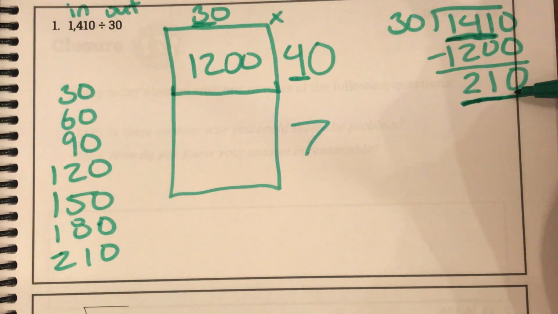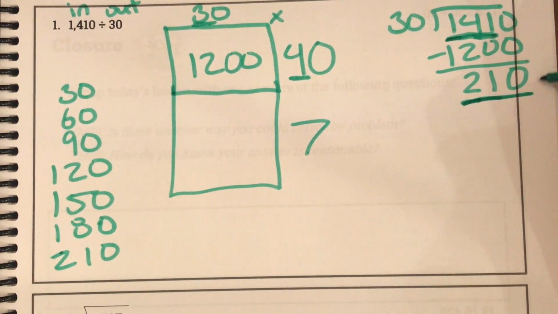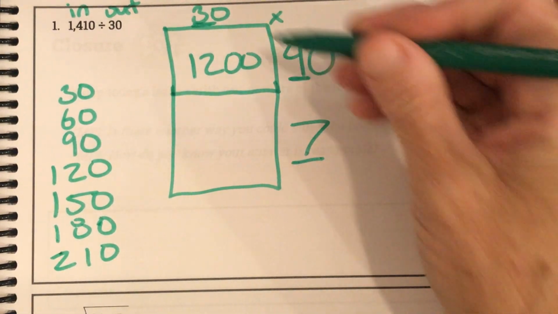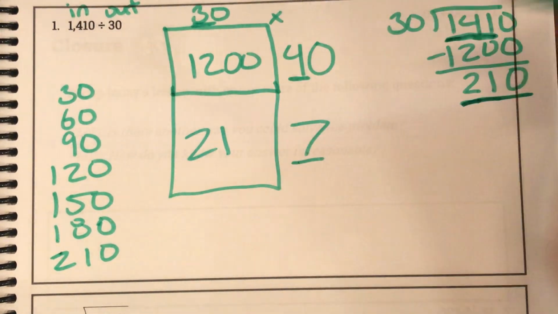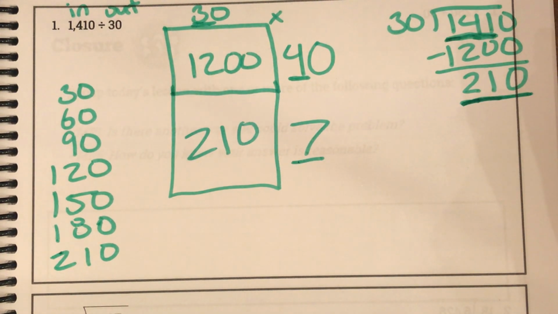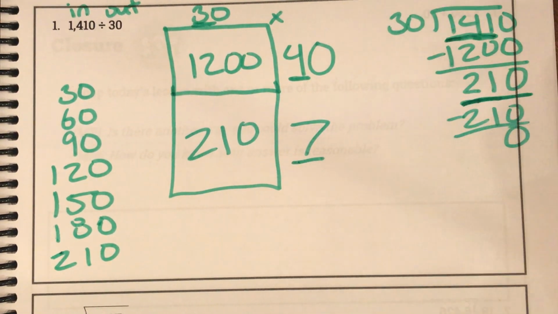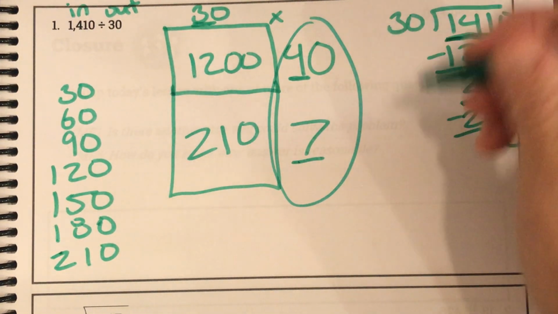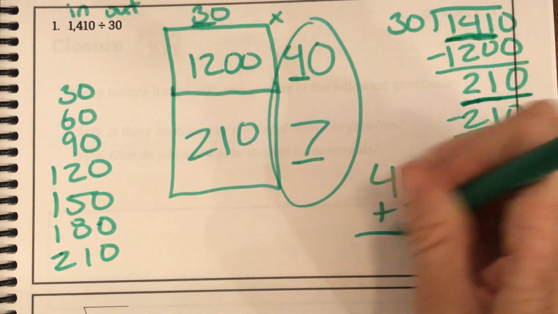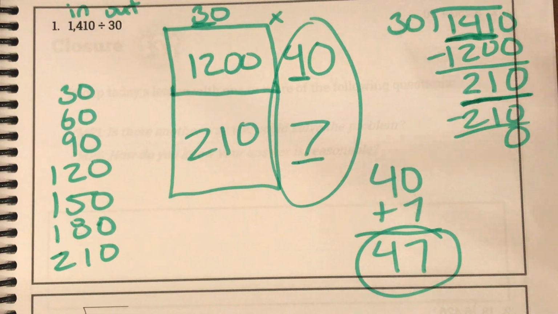So 30 can fit into 210 7 times, and it's just a 7 because I have no extra digits. So 3 times 7 is 21 with 1 extra 0. Okay, and when I subtract that, I am left with 0, which is what I want. Okay, so here's my partial quotients. 40 plus 7 equals 47, and that is our answer. Okay, let's look at one more together.